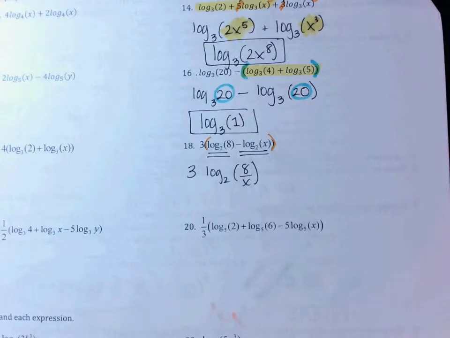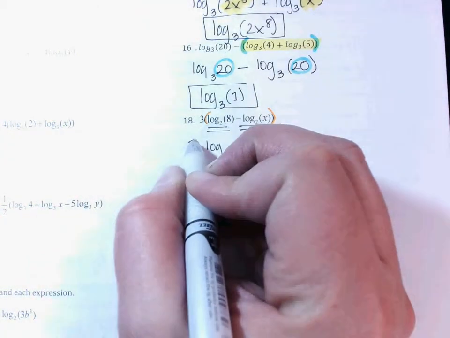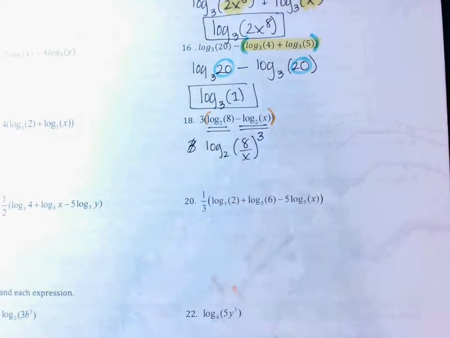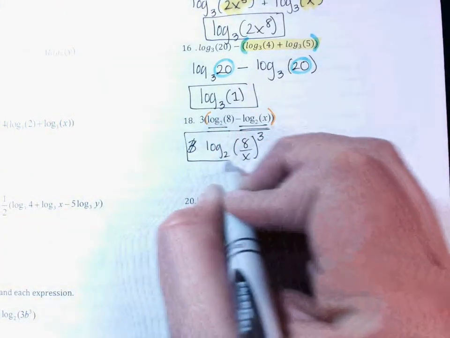And then from there, where can the 3 move? So look, watch. I'm going to cross it out, and I'm going to put it up there. So it'll be 8 over x on the inside, because they're divided, and then the 3 moves up to be an exponent, and then you're done. Okay?